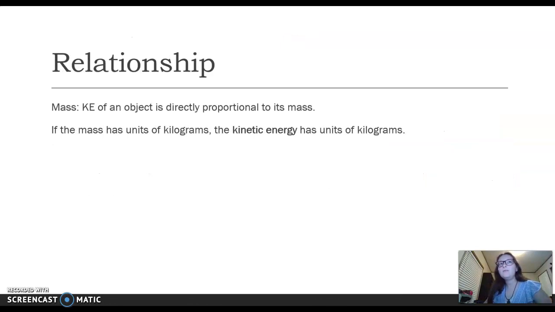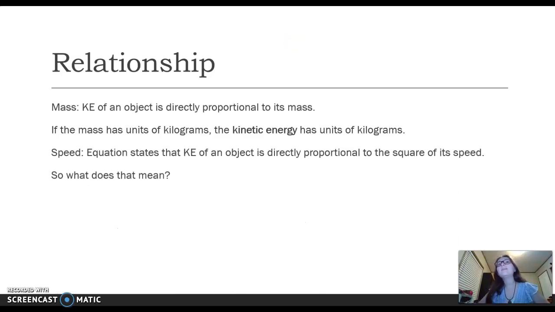So the relationship. The kinetic energy of an object is directly proportional to its mass. So if the mass has units of kilograms, then the kinetic energy will be measured in joules, which is the kinetic energy unit. For speed, it is directly proportional to the square of its speed. So what does that mean?